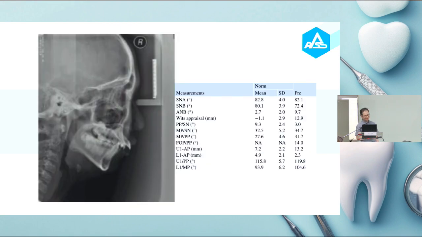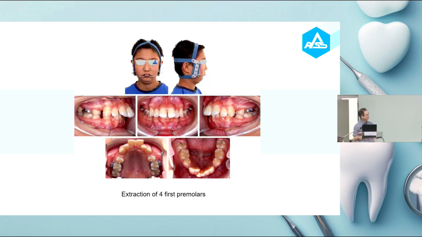So he's a skeletal class 2, high angle. So we had 4 first molars extracted, and headgear was used at first to inhibit the growth of the maxilla and distalize the upper molar. Noting that the class 2 molar relationship had been corrected and the lower incisor crowding was relieved.